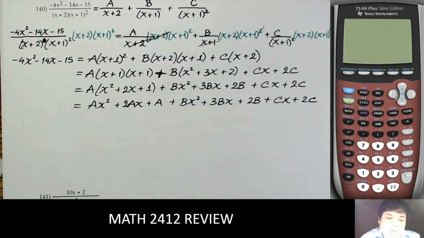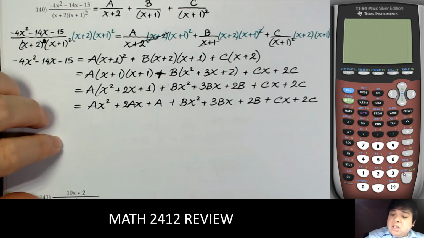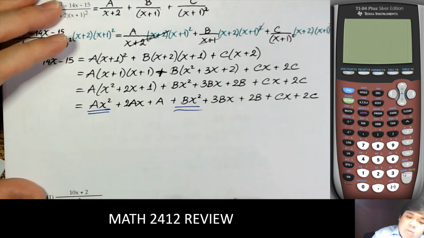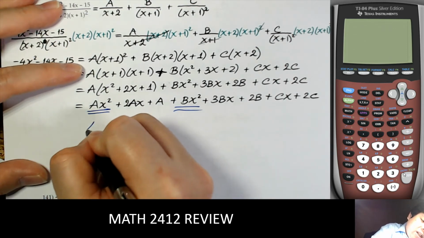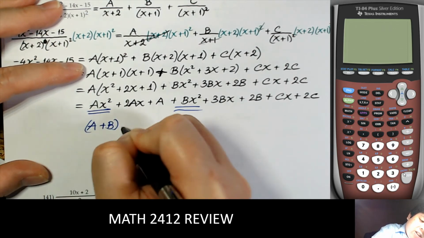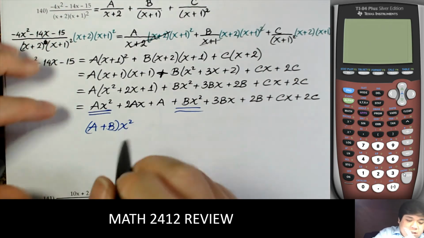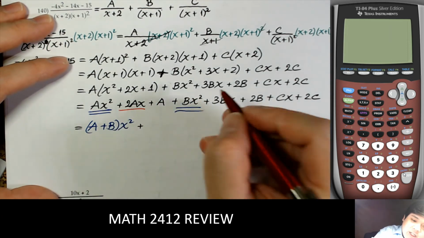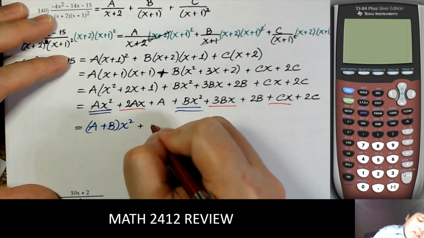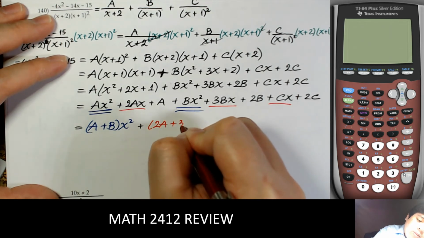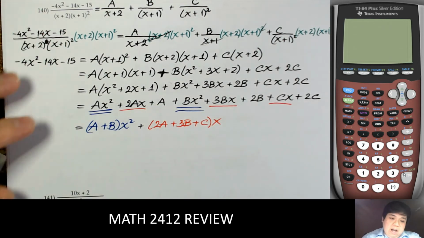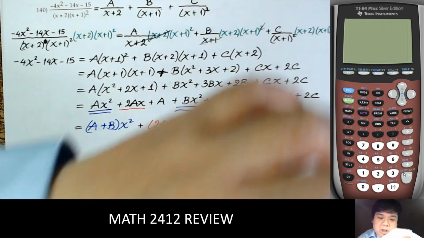We have to be careful when we do this kind of problem. It's a bit tedious. Systematically, there should be a way to combine this so that a and b is the x squared. For the x, we have 2a, 3b, and the c. And what's left is just a, 2b, and 2c.